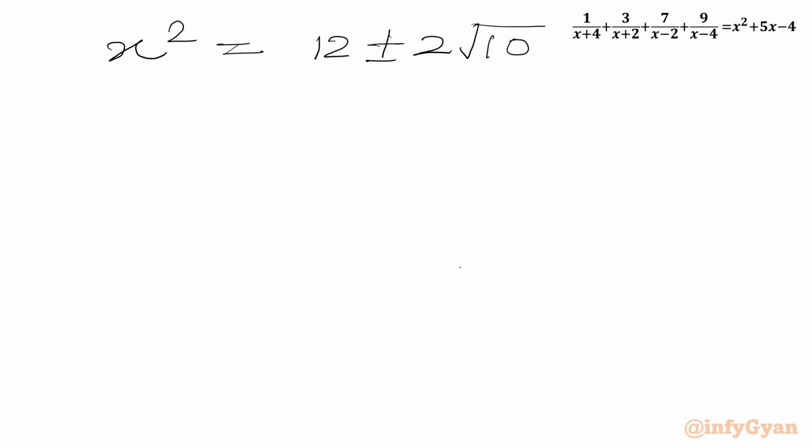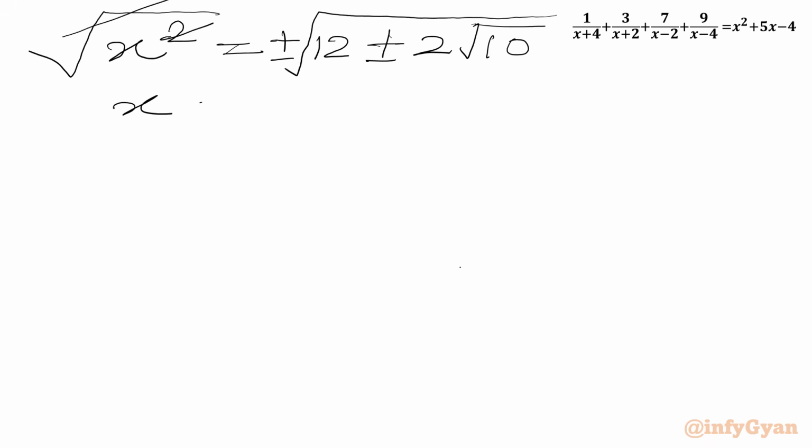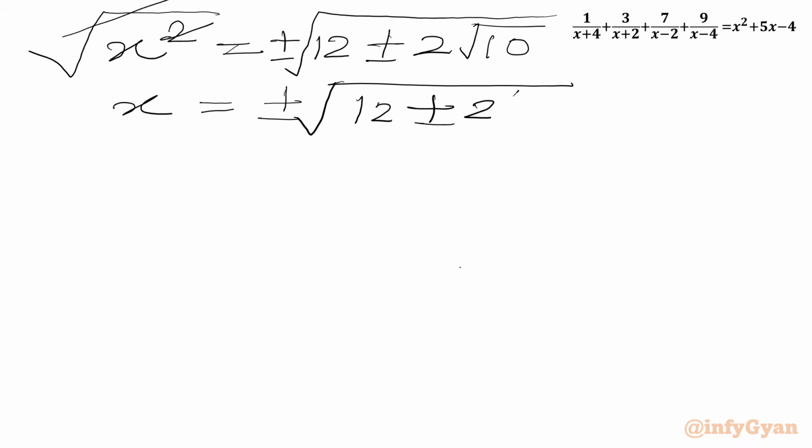We'll take square root both sides once again to get the value of x. So I will write here square root with plus minus sign. Square root and square will get cancelled out. We will write here x will be equal to plus minus sign square root of 12 plus minus 2 square root 10. So here we have 4 real solutions.